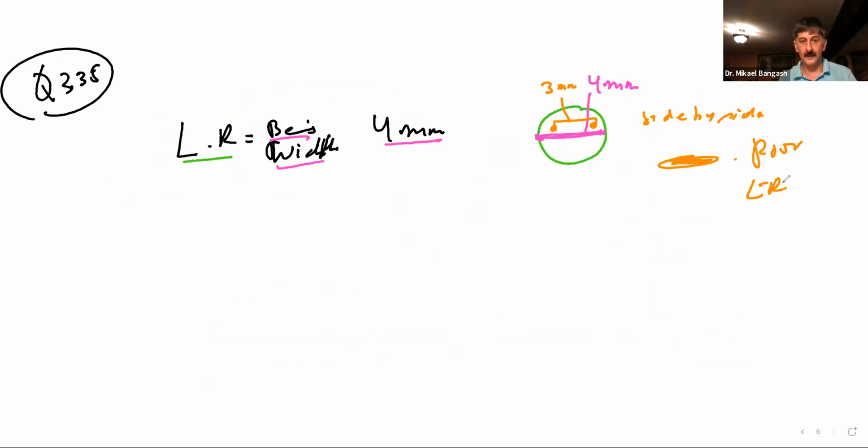Why? Mainly because the numerical value of your lateral resolution, which was the beam's width, was greater than the distance between these two side-by-side lying structures. Did that make sense?